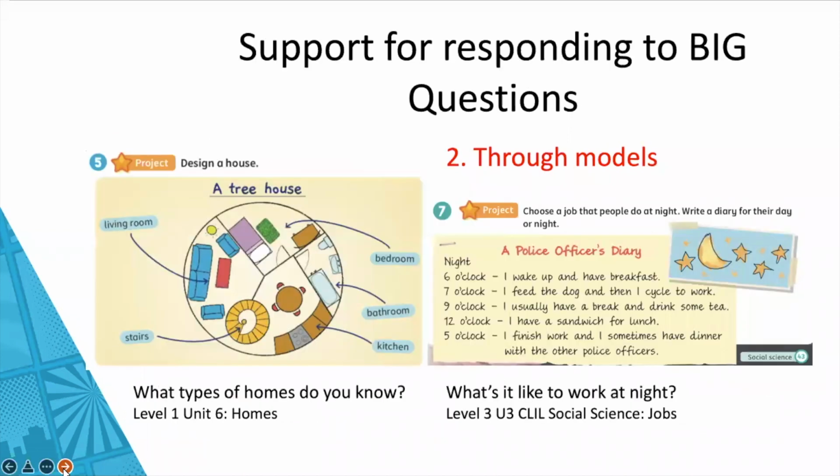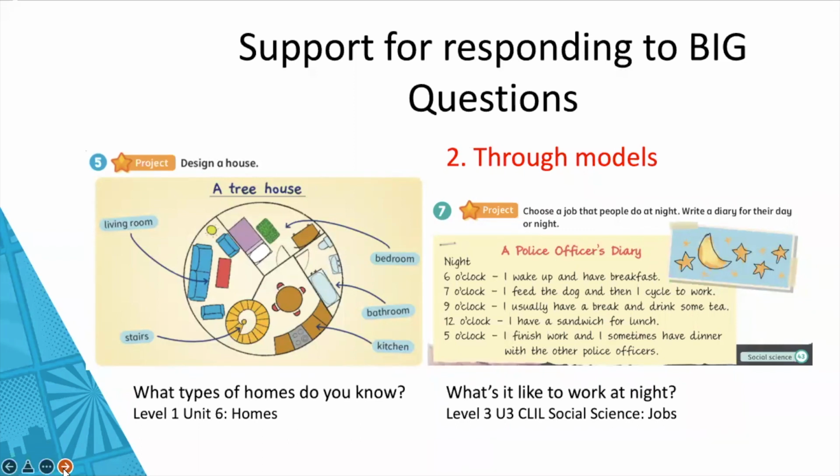Secondly, students can respond to big questions through the support of models. For example, projects in these units provide clear models for supporting both comprehension and production. In level 1, a labeled diagram of a treehouse with subject-specific vocabulary. In level 3, a text from a diary with times and autobiographical sentences. These models help students to feel confident doing the projects because they can see what's expected of them.